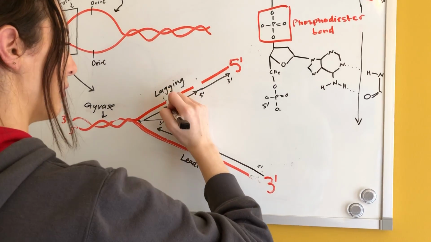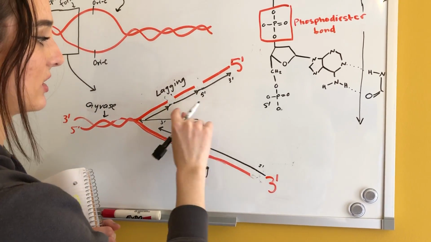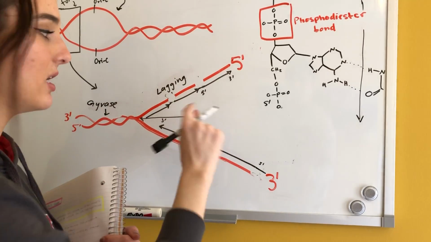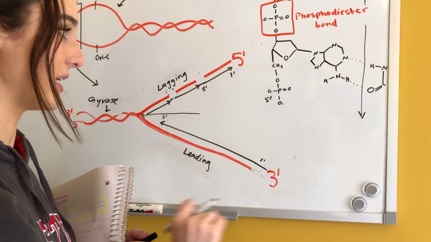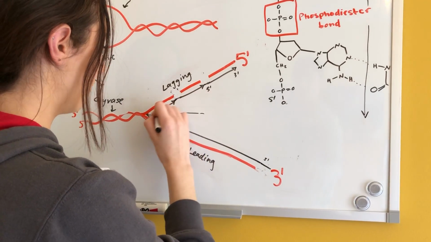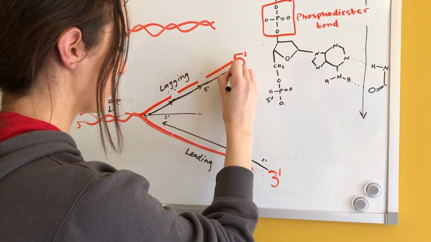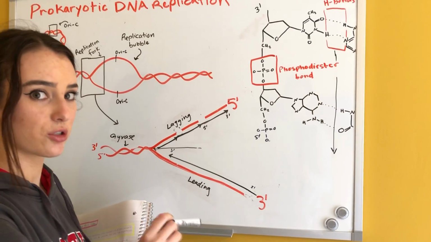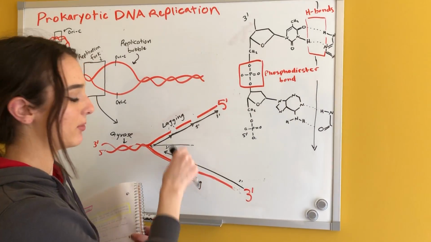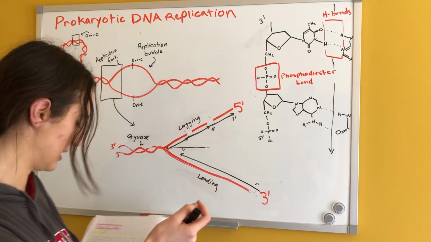Lastly, we'll have our ligase come, and it will seal all of the nicks in the Okazaki fragments. These segments are all called Okazaki fragments that make up the lagging strand. So, this is now all one continuous strand. Lastly, we have our single-stranded binding proteins, which help keep the replication fork open while all of this is happening.